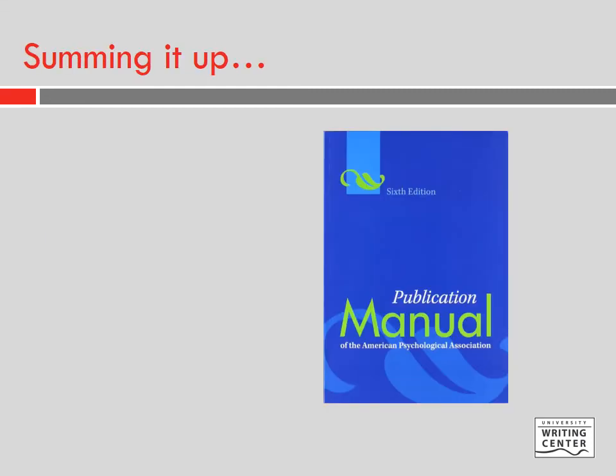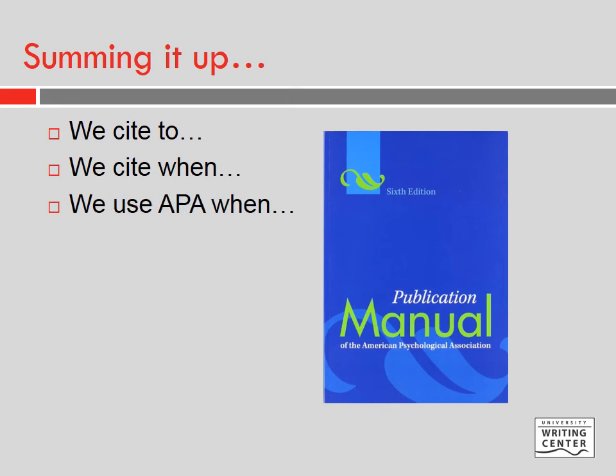Let's quickly review what this video covered. We cite to give credit to others, build our writerly credibility, and allow audiences to locate sources on their own. We cite when borrowing the exact words of others, as in a direct quotation, or when paraphrasing or summarizing the ideas, facts, or theories of others. APA is used by disciplines that value the clear and concise presentation of information to the reader. And APA provides guidelines for formatting your paper, including in-text citations, and developing a complete list of sources at the end of your paper, called a reference page.